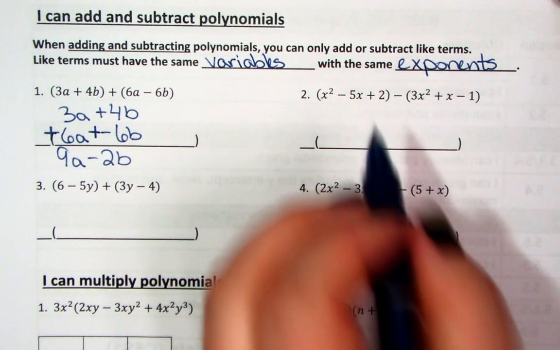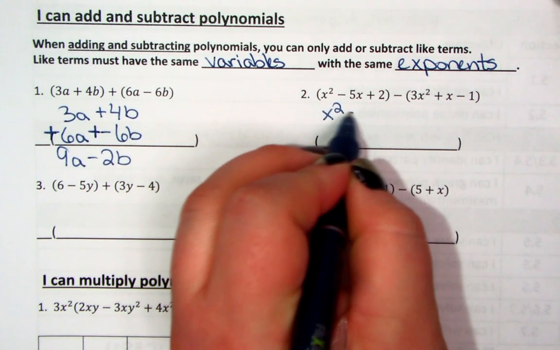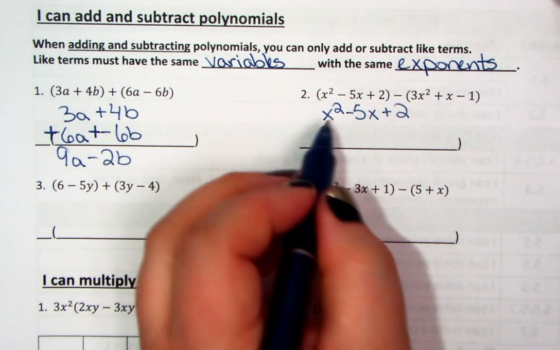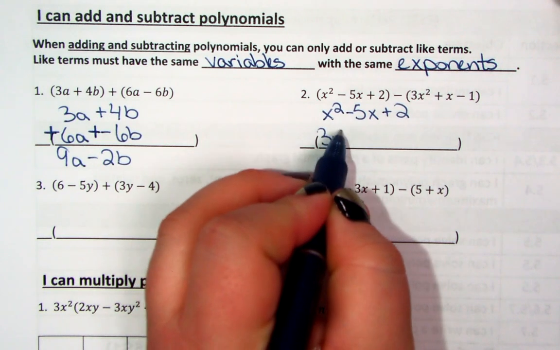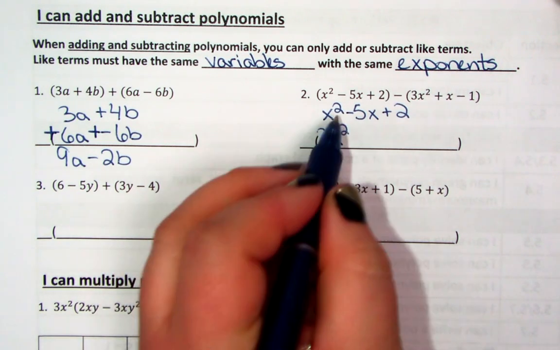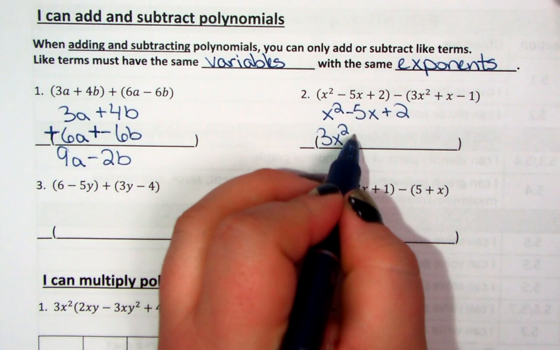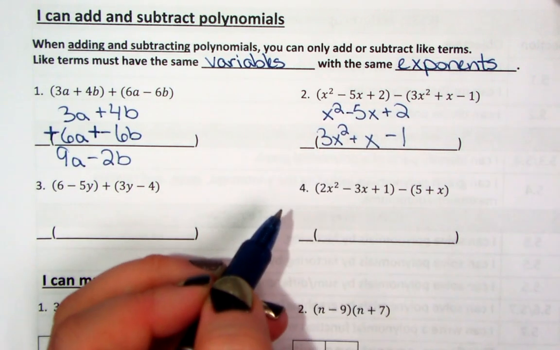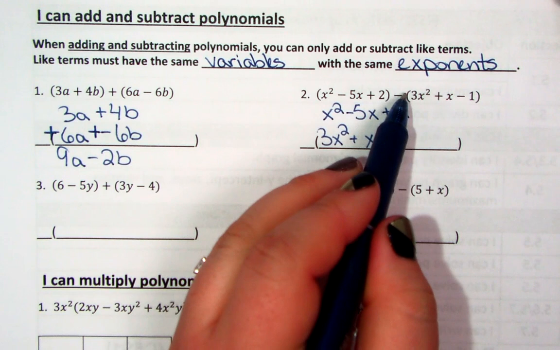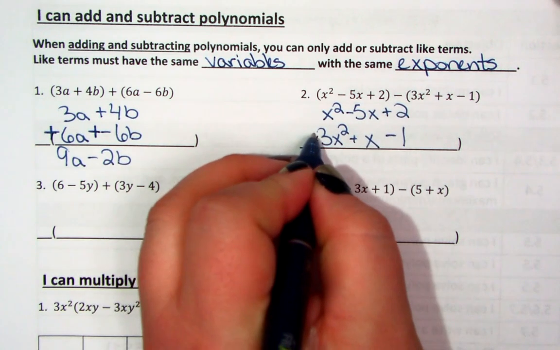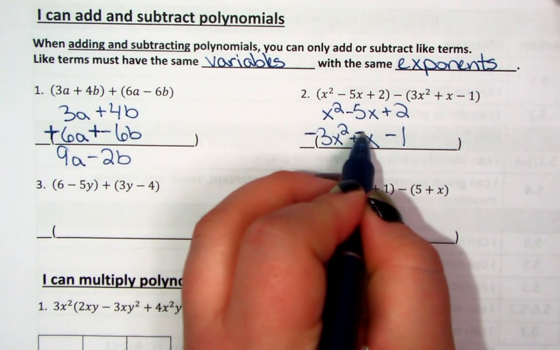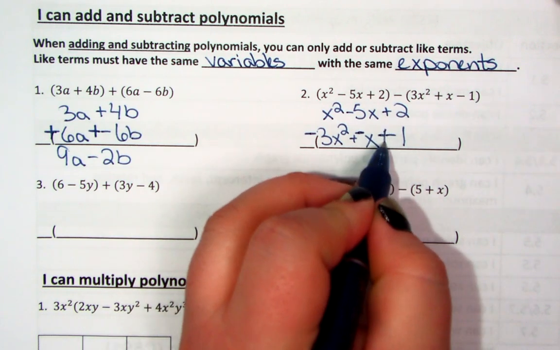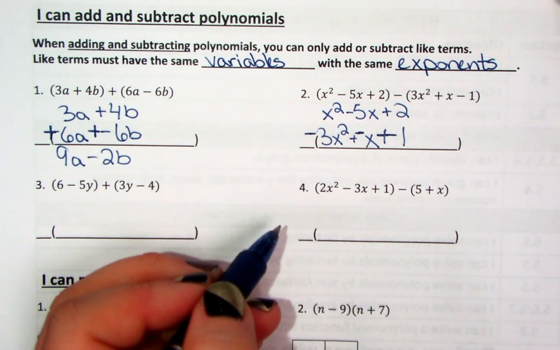For number 2, first polynomial, and then the second polynomial gets lined up with its like terms, so x squareds under x squareds, x, and negative 1. And this time we are subtracting. So I'm going to put a subtraction sign in front of each of these. Now when I put two subtraction signs here, remember that changes it to a positive.